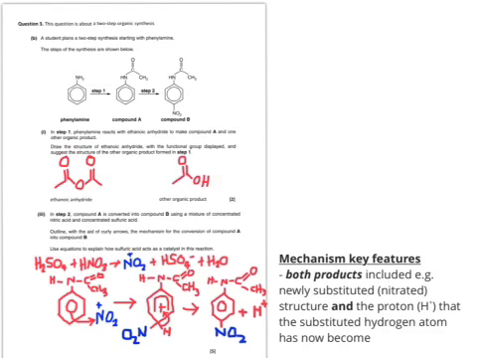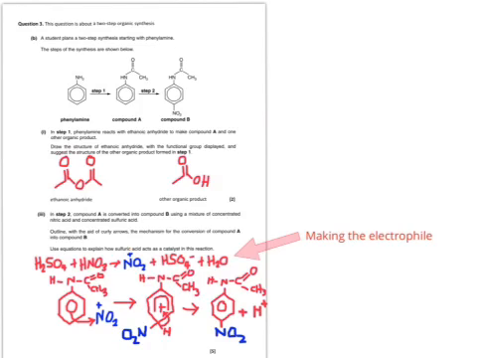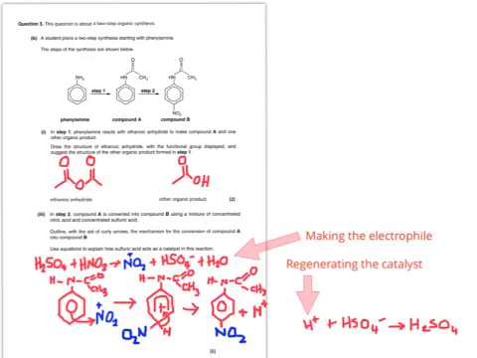So now we can do our regeneration of our catalyst. So reminding ourselves that the first equation was making the electrophile, you can take the H+ that you've just made and react it with the HSO4- side product in the making the electrophile equation to regenerate your sulfuric acid catalyst.